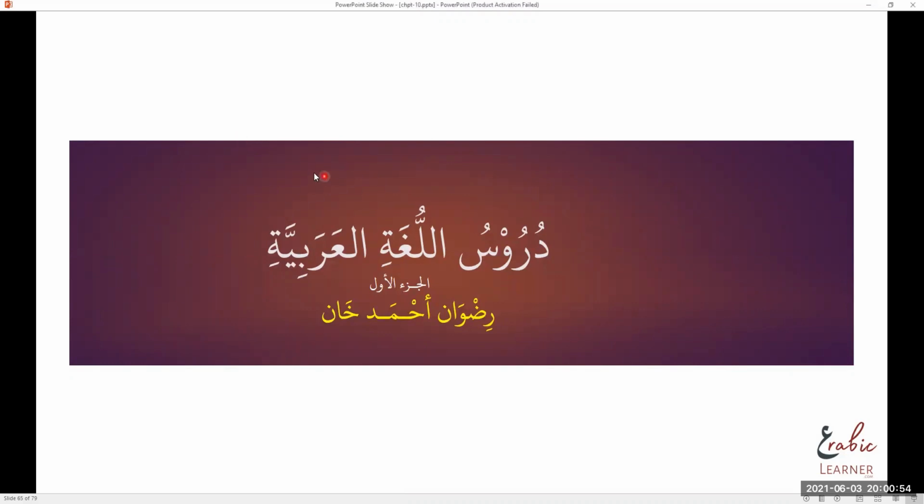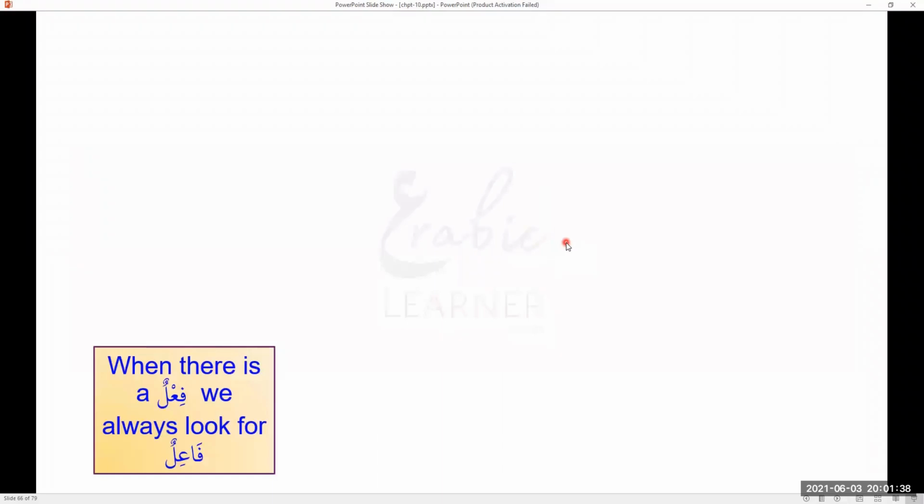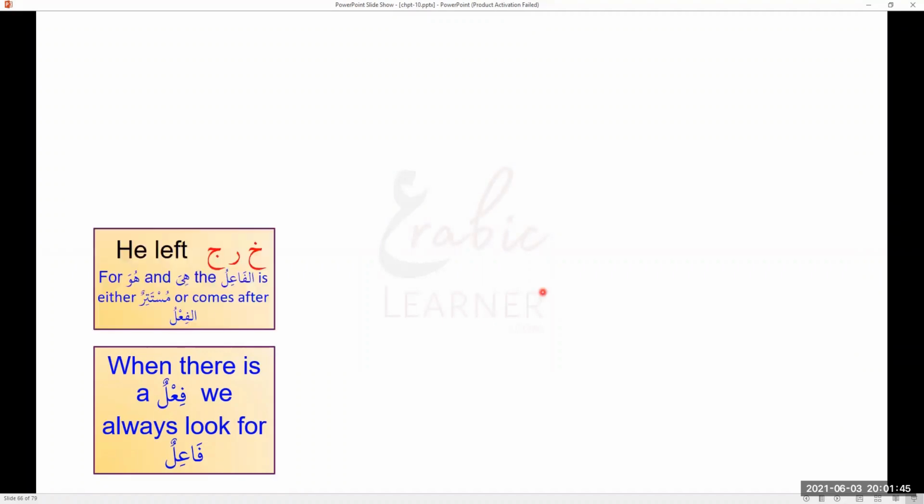So before we start today's session, let us practice again the fi'l with every pronoun. Every fi'l can go with every pronoun. Fi'l can go with every dhamir, or there is an equivalent fi'l with every dhamir, which becomes the fa'il of the fi'l. So don't assume that here there is an attachment of dhamir with the fi'l. Okay.